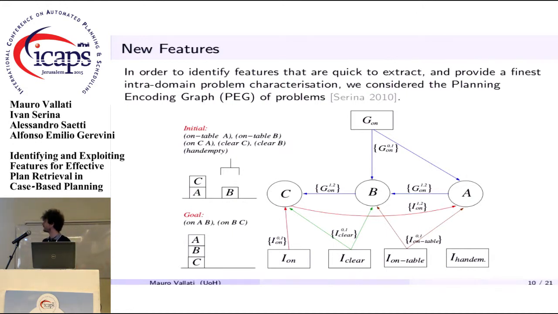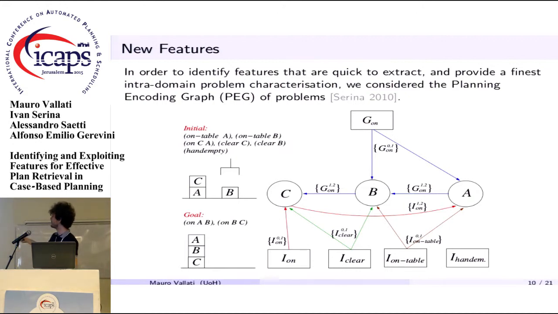First of all, you generate one node per each object of a problem, in this case A, B, C, and then you consider in turn the goal description and the initial description. Let's start with the goal description. Here we have two predicates, on AB and on BC. For each predicate, you generate one node, which is G-on, where G clearly stands for goal, and you connect this new node with the involved objects.